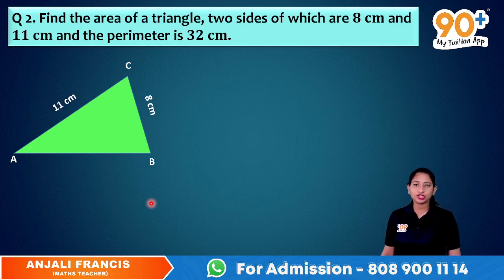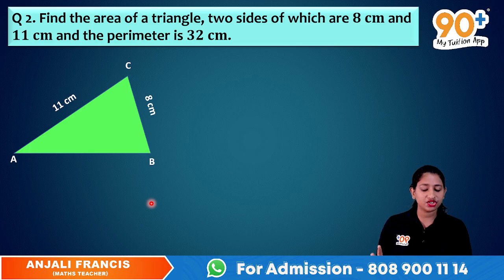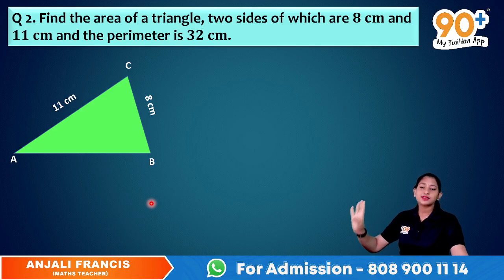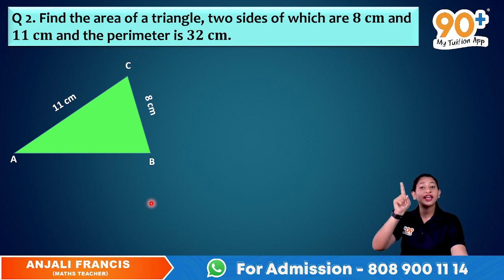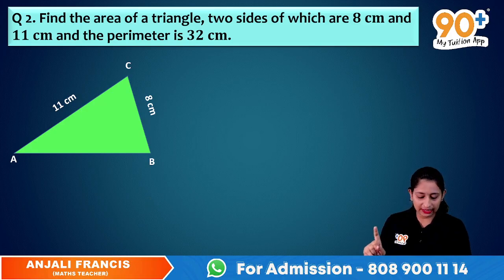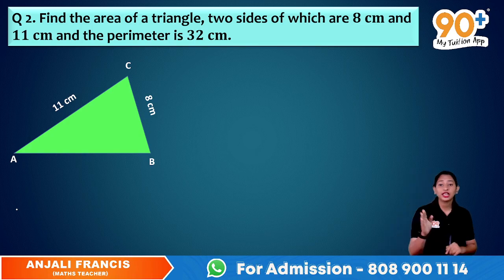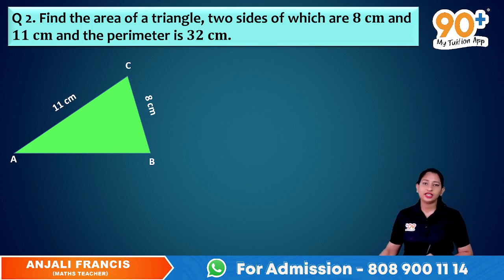They have given only two sides, which are 8 cm and 11 cm, and the perimeter is equal to 32 cm. They have already given the perimeter. So we need to find the third side using the perimeter. Using the perimeter, we need to find the measurement of the third side.